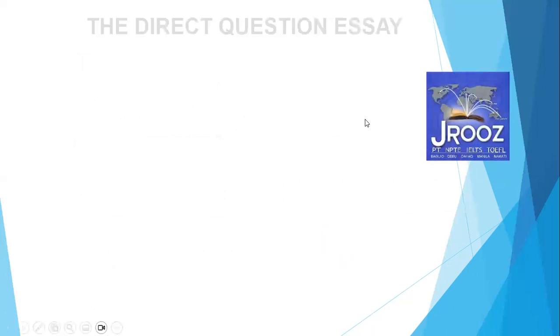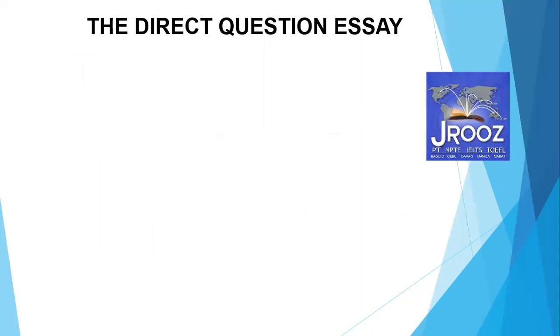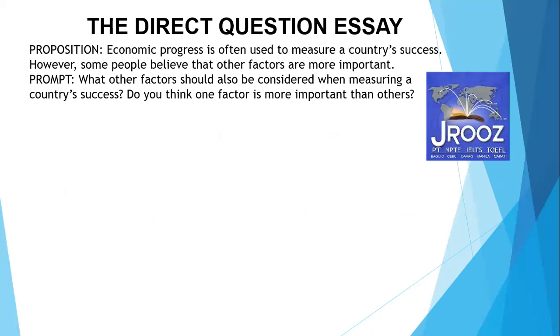We will now proceed to the direct question essay, also known as the two-part question, guys. It's the same. So this one is also very straightforward. Economic progress is often used to measure a country's success. However, some people believe that other factors are more important. The two questions are, what other factors should also be considered when measuring a country's success? And do you think one factor is more important than the other? Wow, it's an economic question, man.